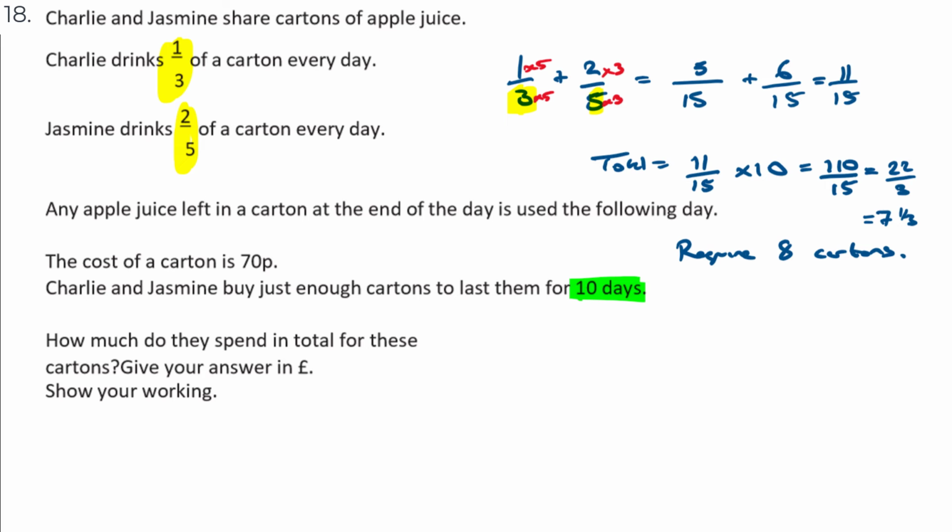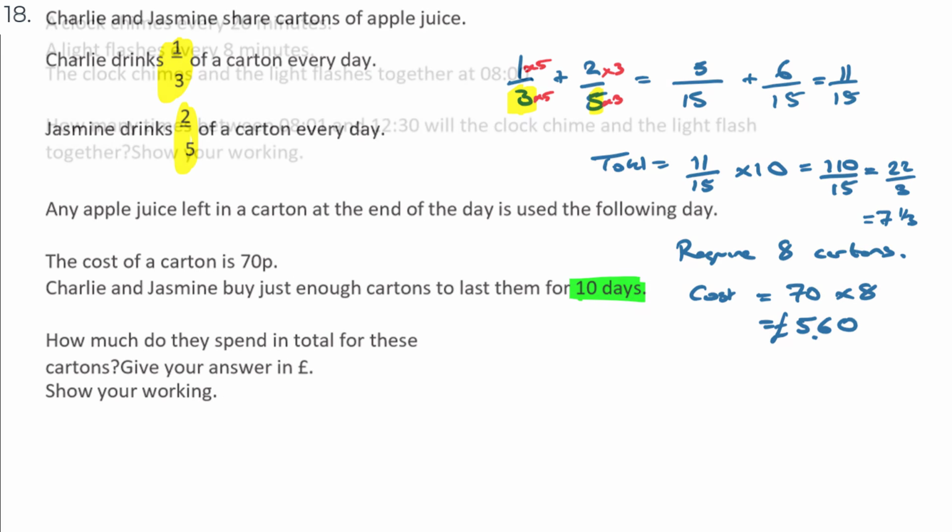So how much does 8 cost? The cost then is going to be 70 pence times 8. 8 sevens are 56, plus a 0, so that's £5.60 then, isn't it? As in pounds and pence, £5.60. Give your answer in pounds, £5.60. Cool, that's it.